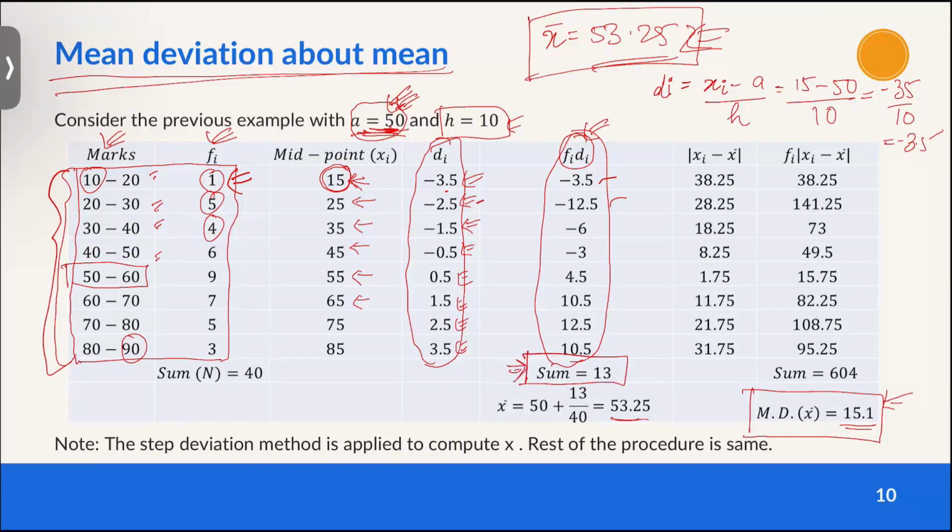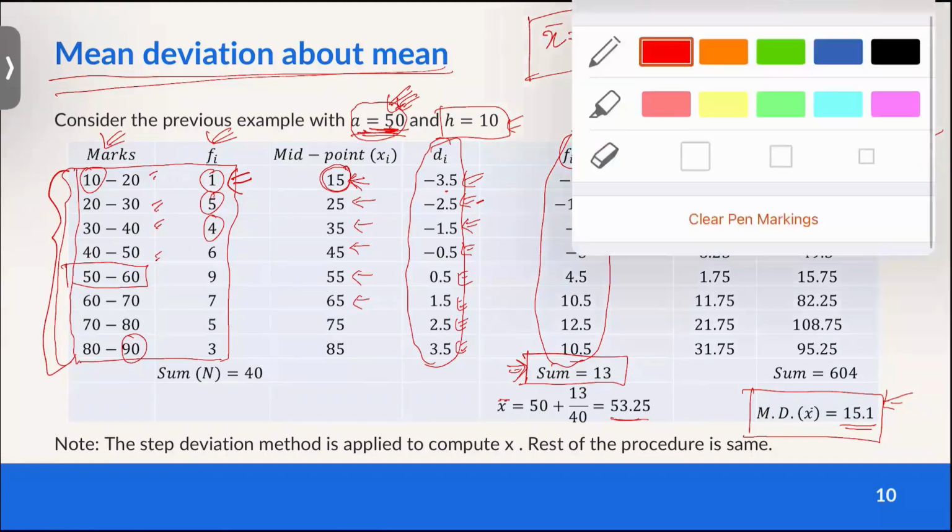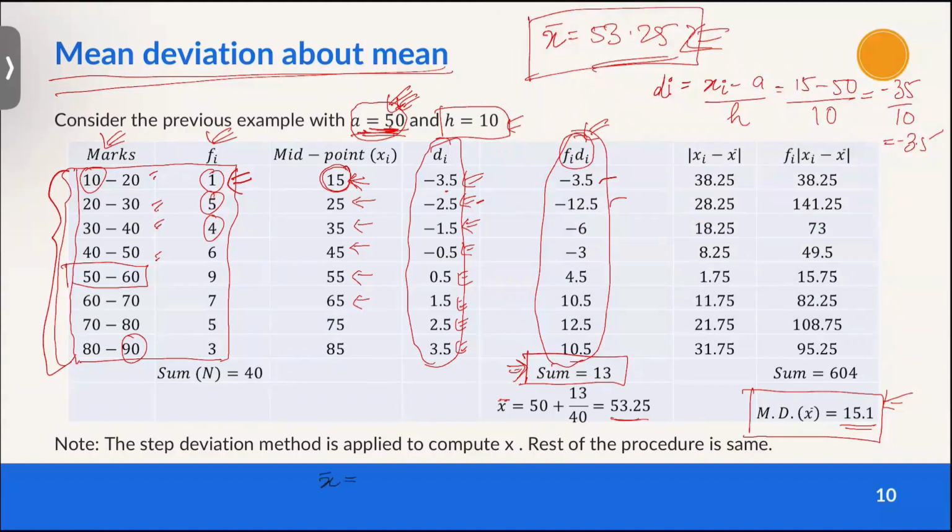Okay, and we know the formula for mean. Let me change the color. So we know that x bar is equal to A plus summation of fi di by n, into h. So here A is 50, times this sum, which is actually summation of fi di. Summation of fi di you have calculated as 30. What is the sum? This sum you are taking, these values you are taking.